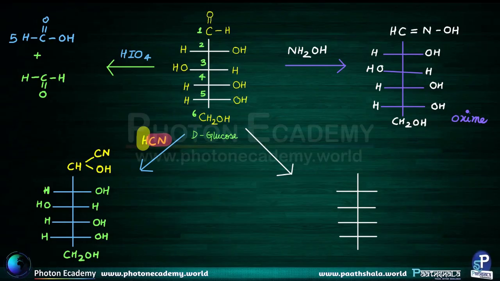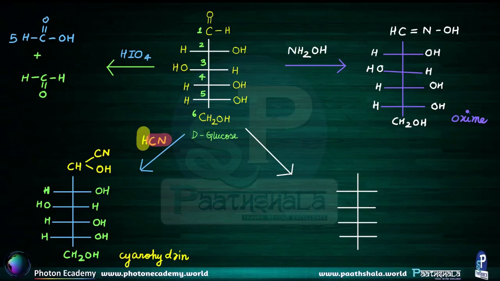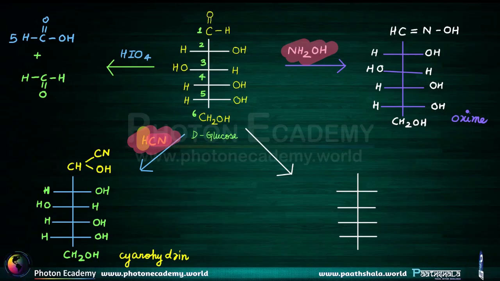This is known as cyanohydrin. So glucose on reaction with HCN, that is hydrogen cyanide, gives cyanohydrin. Now, these two reactions that we have just discussed, namely with NH2OH and HCN, tell us about glucose that they confirm the presence of the C double bond O, that is the carbonyl group, in our glucose. So these two reactions are confirming the presence of a carbonyl group on the glucose.